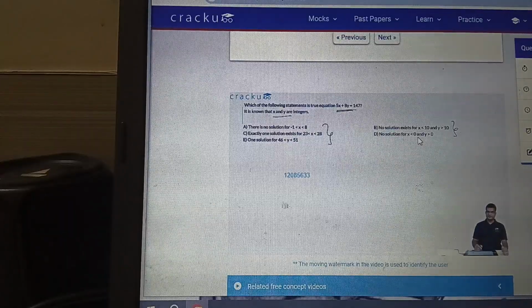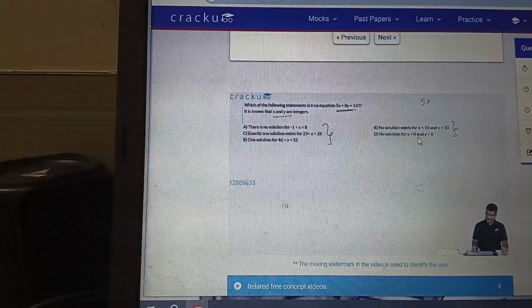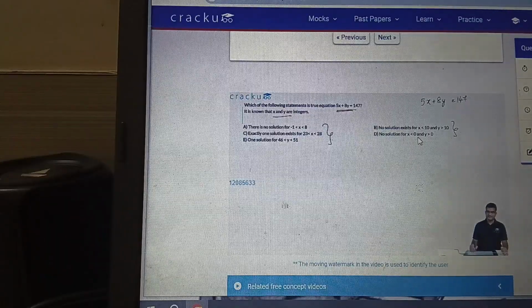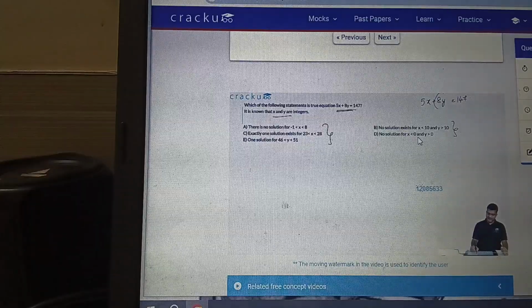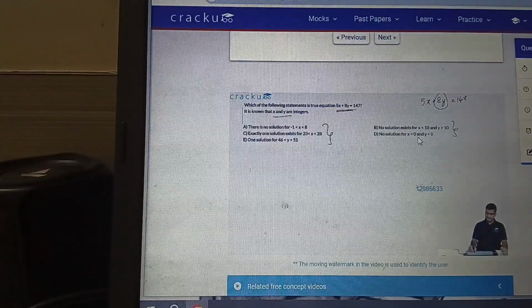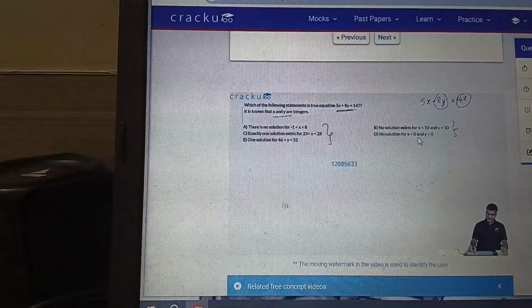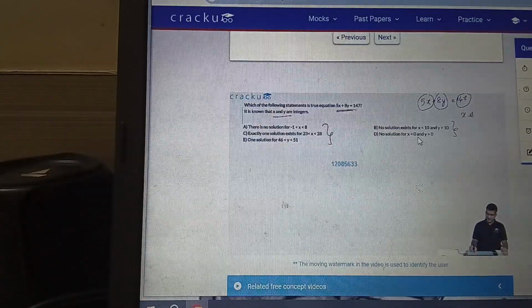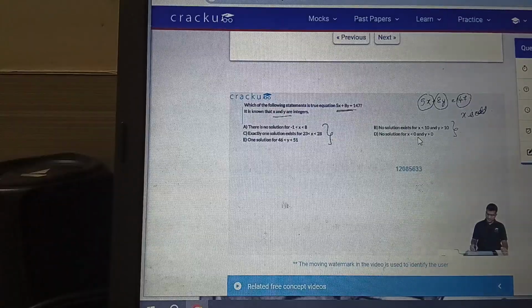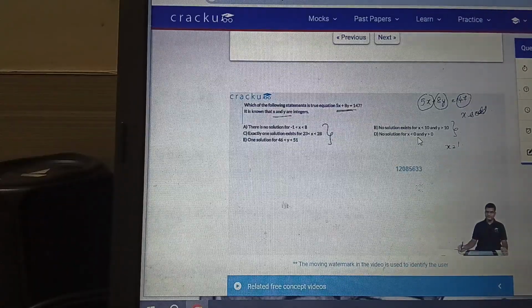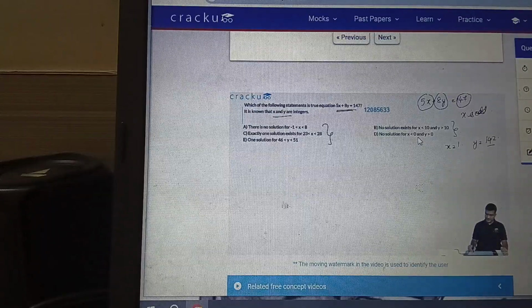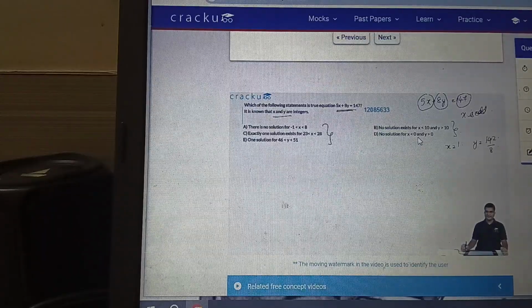So let us try to find out one solution for the equation 5x plus 8y is equal to 147, where x and y are integers. So 8y, as you can see, is even, and 147 is odd. Therefore, you want 5x to also be odd, or essentially you want x to be odd. Let us make x equal to 1. Then what is the value of y? y will be equal to 142 divided by 8. This is not an integer, so we can ignore it.